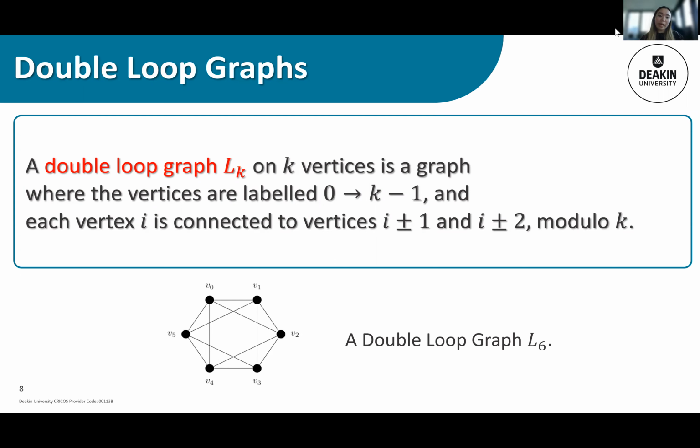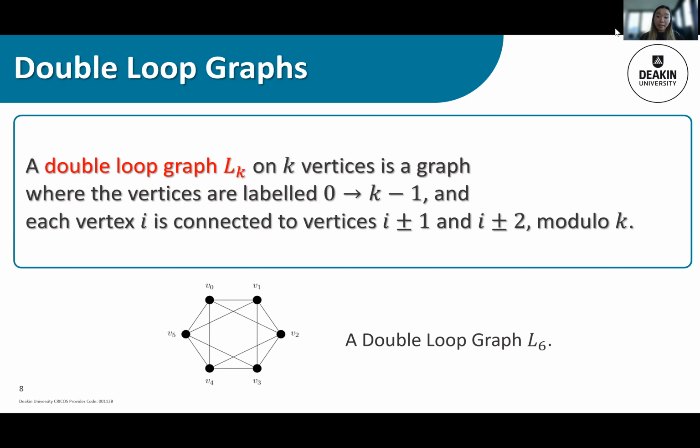If we look at the vertex V0, it's connected to vertices V1, V2, and also connected to vertices V5 and V4. Similarly, you can see that cyclic property of the double loop graph. V1 is connected to V0, V5, and then also V2, V3.